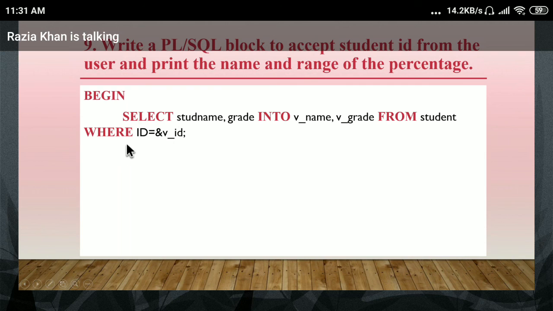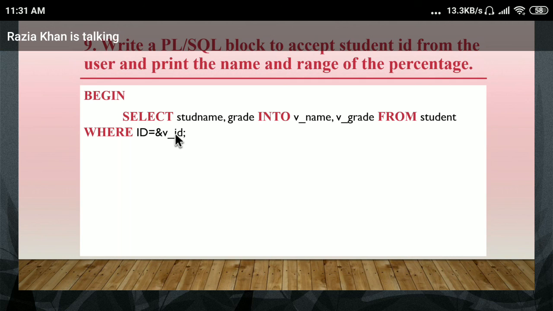And where you have to write down the flow, because you have to accept the student ID from the user. Whatever ID the user enters, for example, one, this query will fetch the student name and the grade whose ID is one. Is it okay? So this query will display the output. It will display the name and the grade of the student whose ID is one. If the user enters ID equal to one, it will display the name and grade of the student whose ID is one. Is it clear?